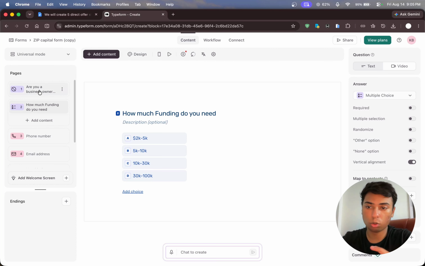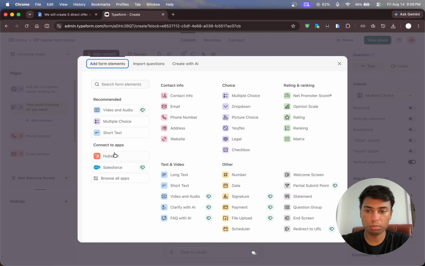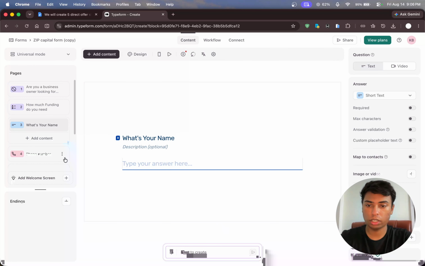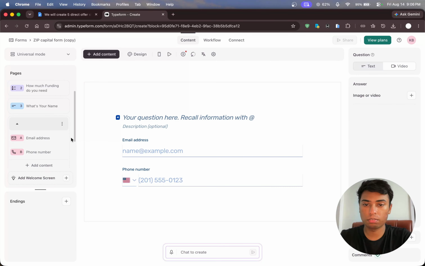After these low friction questions, they enter a flow state of answering the application, and they are biased towards completing this application fully. So after this we will add name, so it will be short text and they will enter it here. After that we will ask them their email.